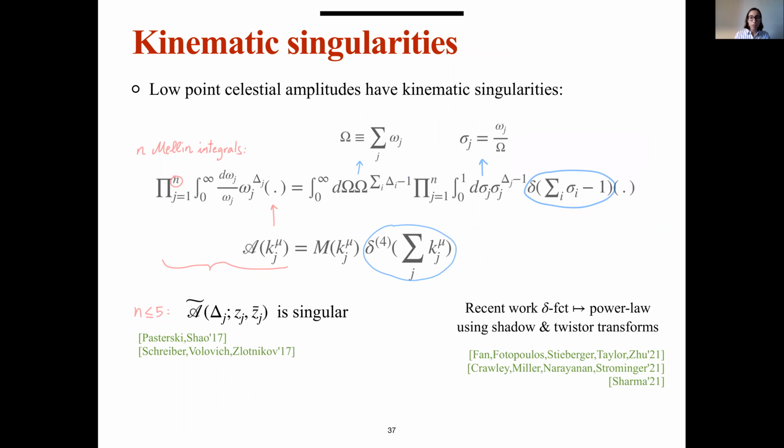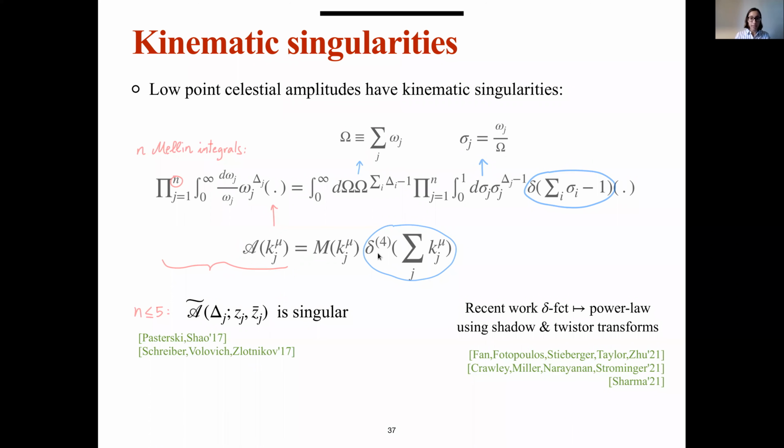Now, one thing that I haven't told you before is that actually low point celestial amplitudes are singular. So if we perform a Mellin transform of an n-point amplitude, so these are n such integrals, we can rewrite this in different coordinates that make manifest what kind of structure or constraints the amplitude will obey. So if I take a new variable to be the sum of all the energies, so that's the overall coordinate omega, and then I define sigma j's, which are the rescaled individual energies, then doing this integral transform tells me that there will be a delta function that constrains the sum of these new variables. Similarly, if I plug in the amplitude, which is given by a stripped amplitude and the 4-dimensional energy momentum conserving delta function, this will also give me at the end delta functions in the new amplitude after I've performed the Mellin integrals.